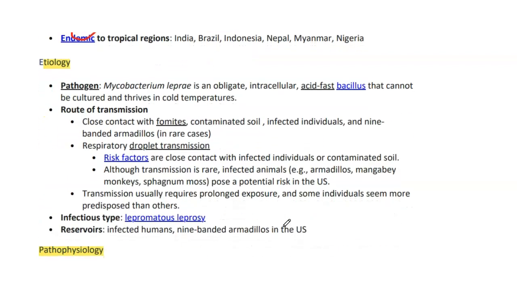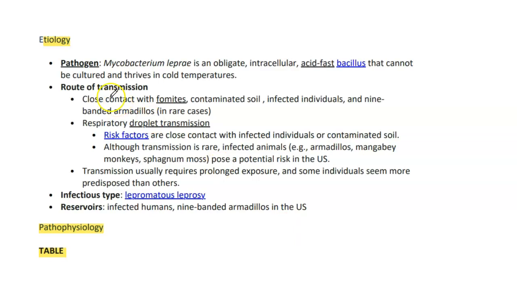What is the underlying cause? The pathogen Mycobacterium leprae is an obligate intracellular acid-fast bacillus that cannot be cultured, and it thrives in cold temperature. Due to this, it has a strong tendency to affect the skin and nerves.